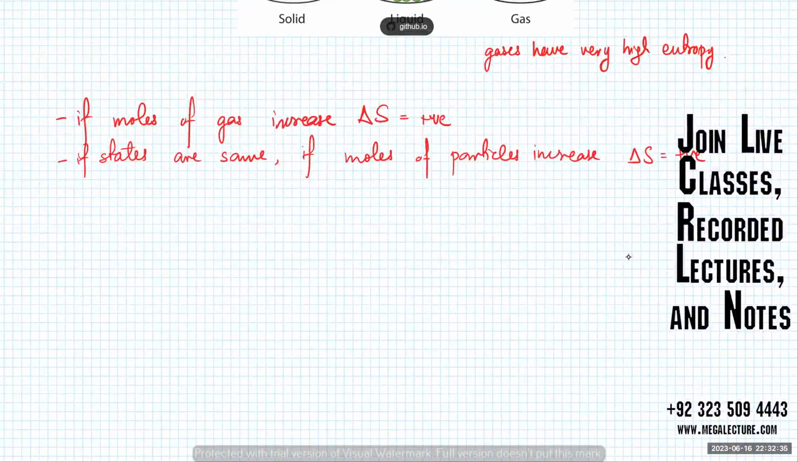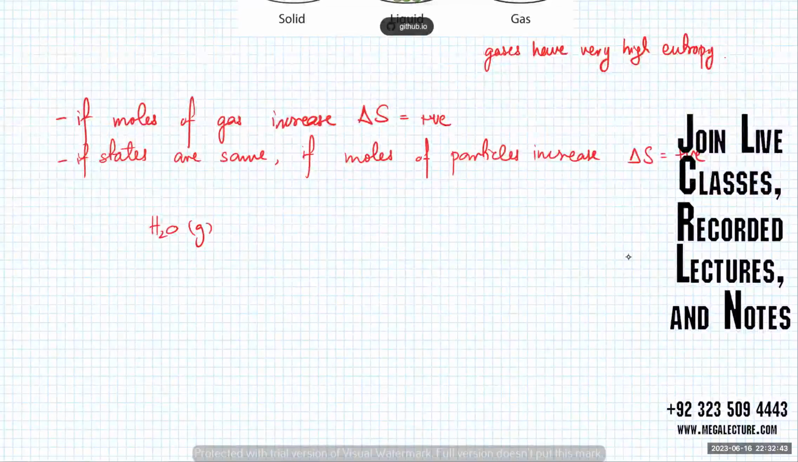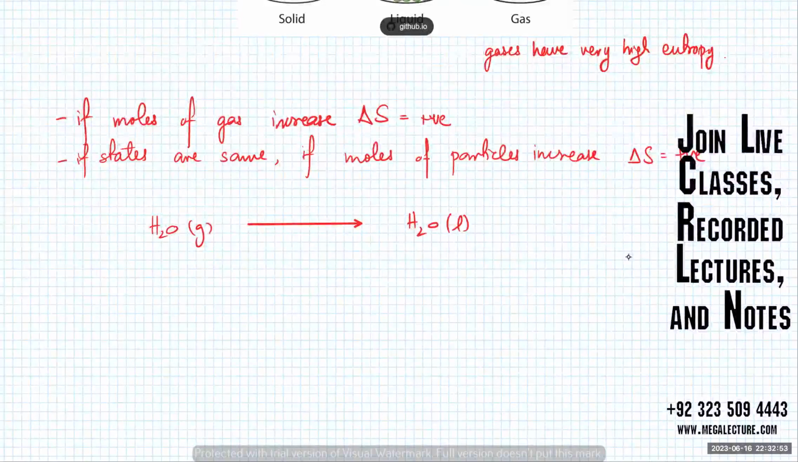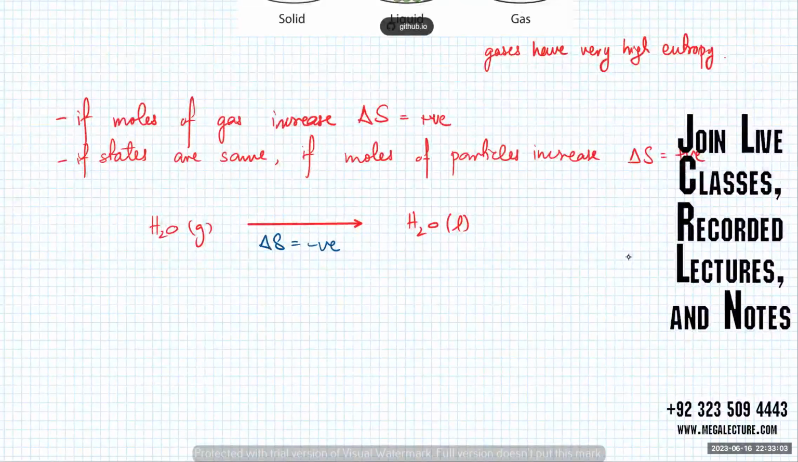So then okay, let's say I've got water gas and it's turning into water liquid. What do you think is delta S? What's the sign of delta S? Negative. Okay, this one is negative. They're going to ask you a lot about this.